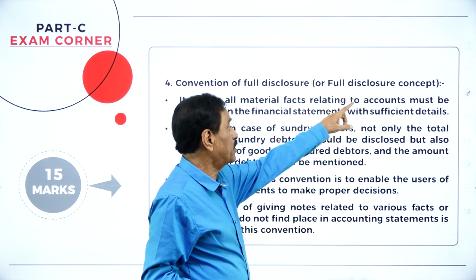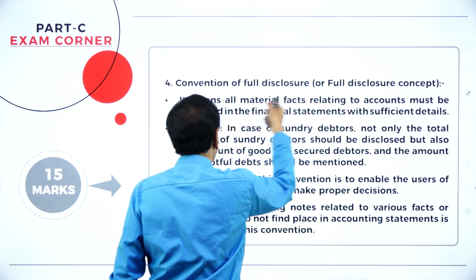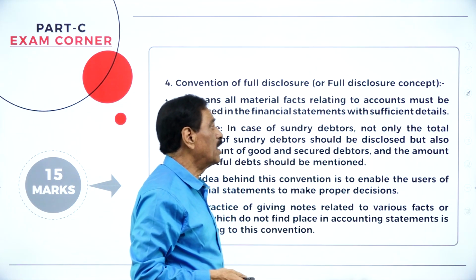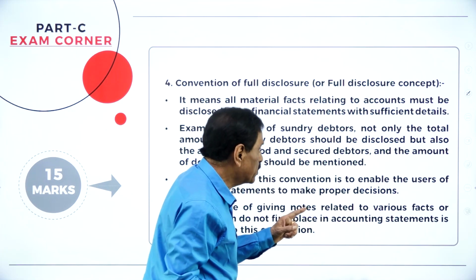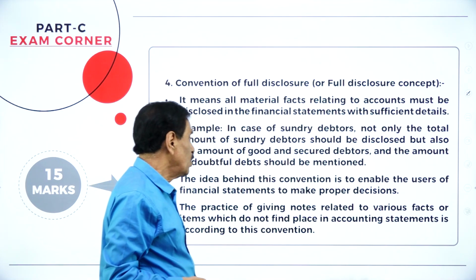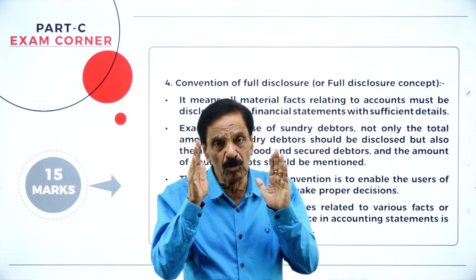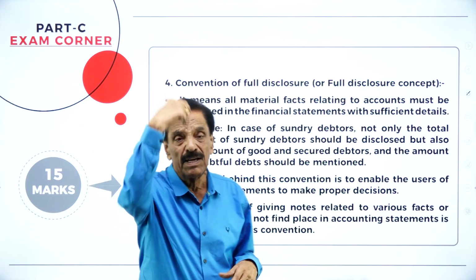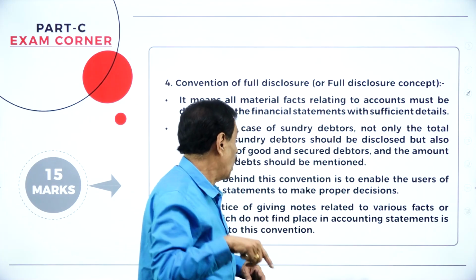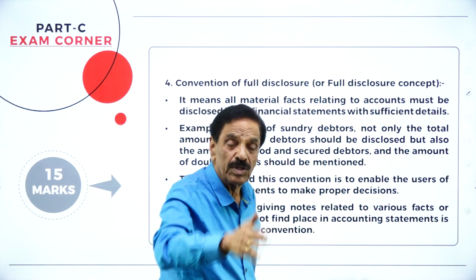Fourth one, the convention of full disclosure. It means all the material facts relating to the accounts must be disclosed in the financial statement with sufficient detail. For example, in the case of sundry debtors, not only the total amount of the debtors should be disclosed, but also the amount of good debts, secured debts, and the amount of doubtful debts should be mentioned. So while you are calculating the debtors, you have to mention the amount due from debtors. When you make a credit sale, he becomes the debtor. You should mention the debtors, and also the doubtful debts. That should be shown in the books of account.